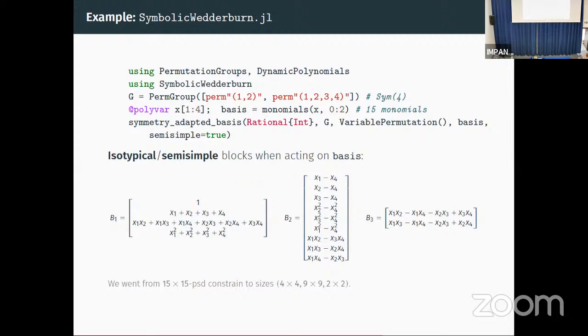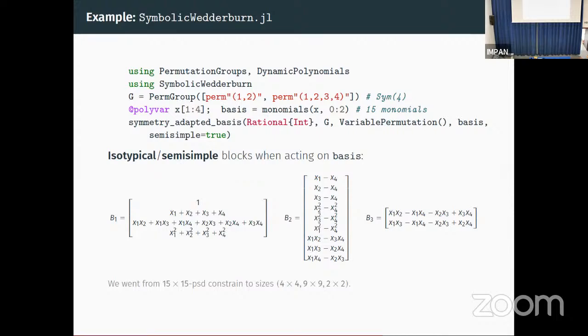Okay? So when we ask for a symmetry adapted basis, we get this decomposition into 3 blocks. These 3 blocks are given by the truly invariant ones, so these are symmetric polynomials. But there are also ones that come with some kind of symmetry, so this one is the polynomial permuted inside the subspace. So we went from a 15 by 15 PSD constraint to 4 by 4, 9 by 9, and 2 by 2.